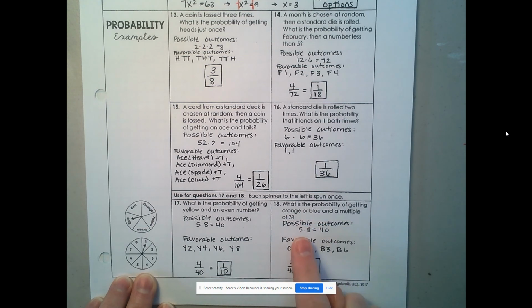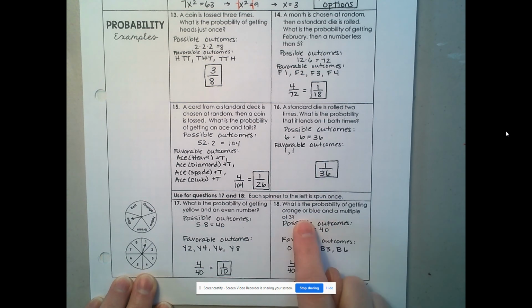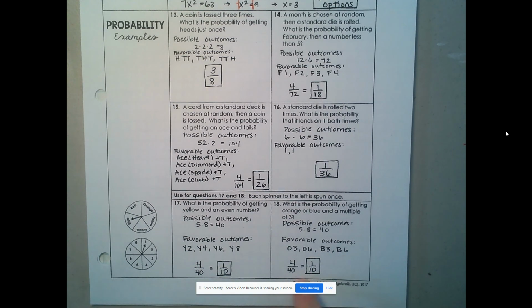What's the probability of getting orange or blue, and a multiple of 3? So again, the same 40 outcomes are possible. Orange or blue, I've got 2 choices. So it could be orange 3, orange 6, and multiples of 3 are only 3 and 6. And then I could get blue 3 and blue 6, which also makes 4 out of 40, or 1/10. So the counting principle itself, very simple, very straightforward, can be used often for the denominator when we're doing probability.